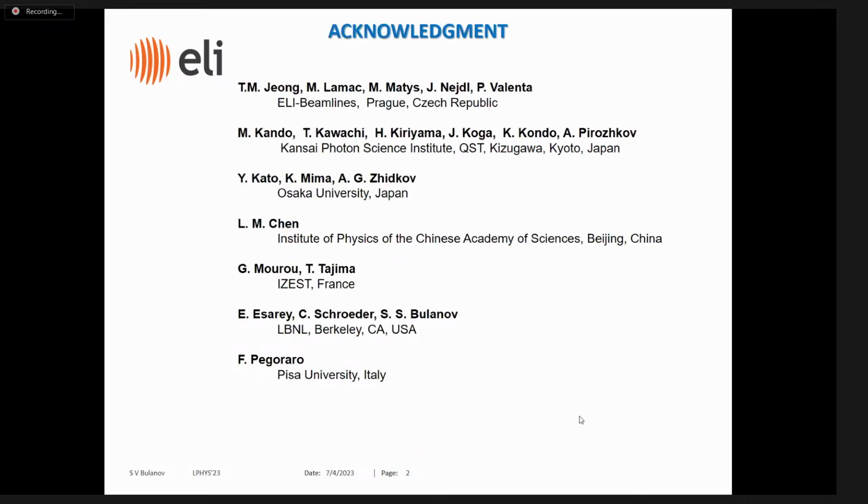With my colleagues, whose contribution I appreciate, from LPHYS'23, Kansai Photon Science Institute, Osaka University, Institute of Physics, Chinese Academy of Sciences, Gerard Moreau-Tajima. We worked with them also, and people from Berkeley and Pisa University, Francesco Pigarano.